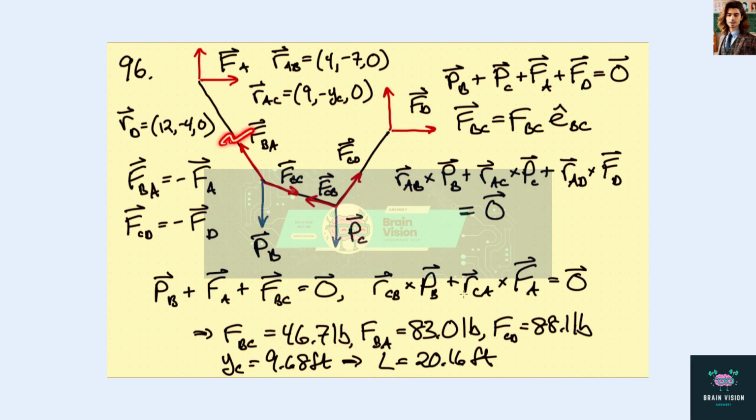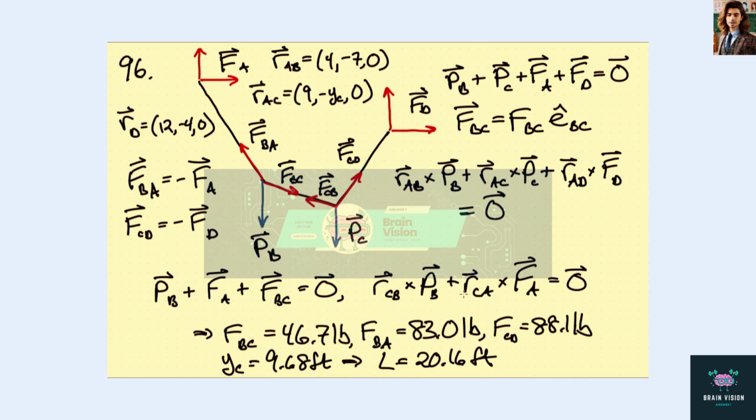In this segment, we can figure that out because this tension has to be equal and opposite to whatever this is. If we did a free body diagram at that point, we can figure out what FBA is from FA, and that turns out to be 83 pounds. Likewise, we can figure out FCD from FD, and that turns out to be 88.1 pounds.